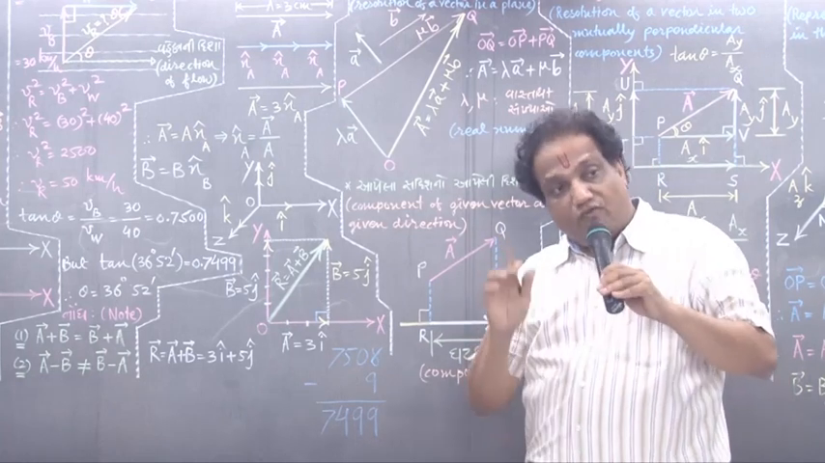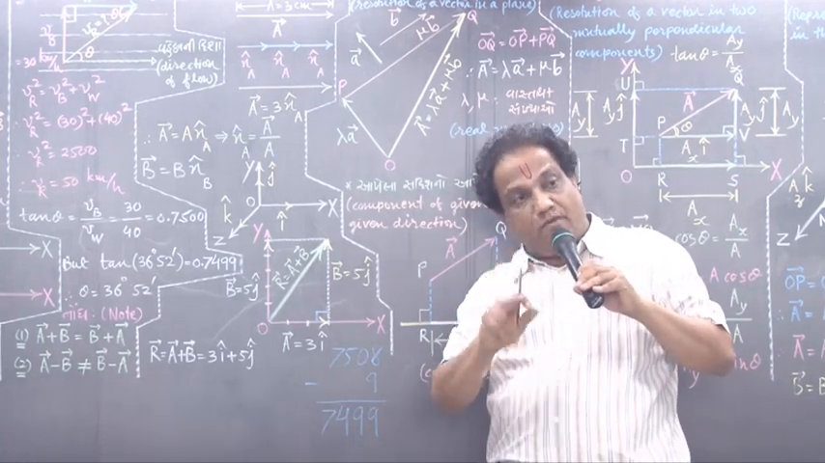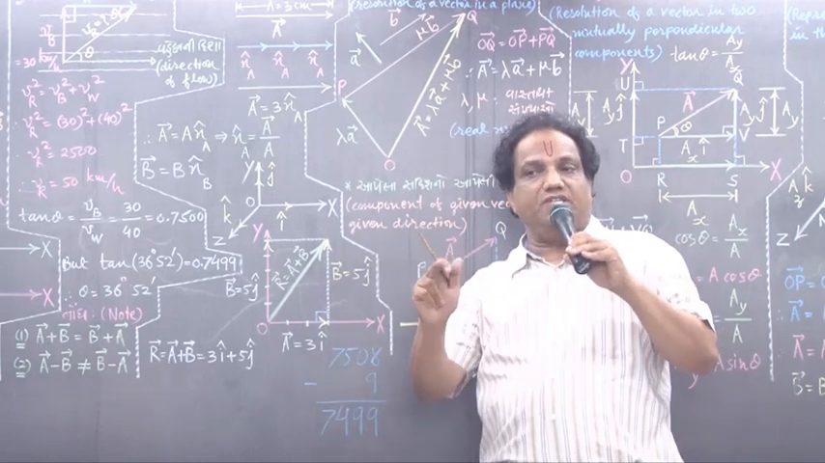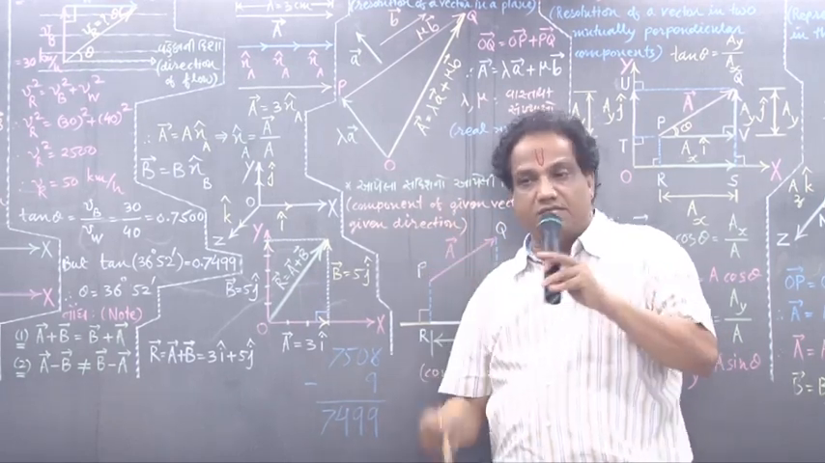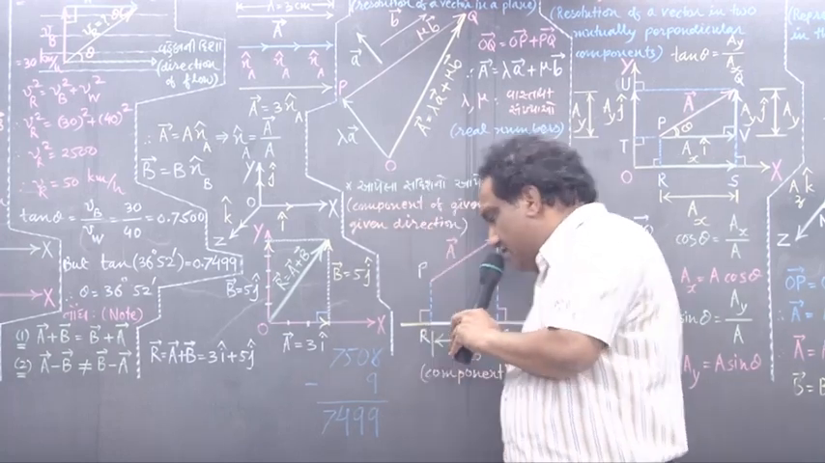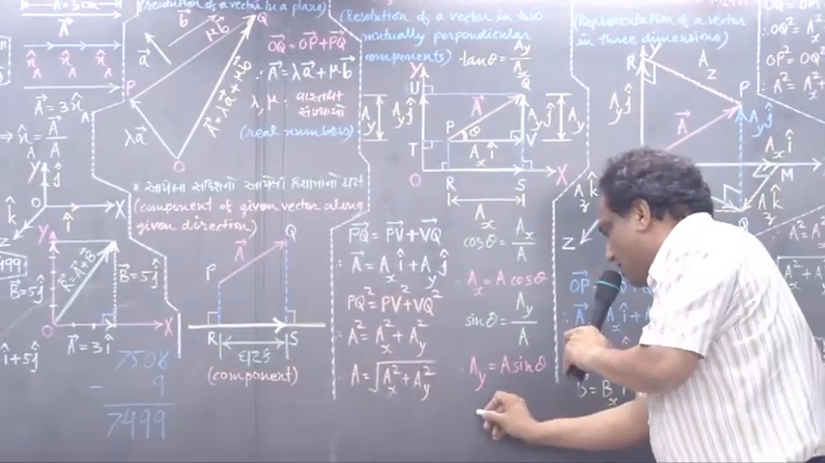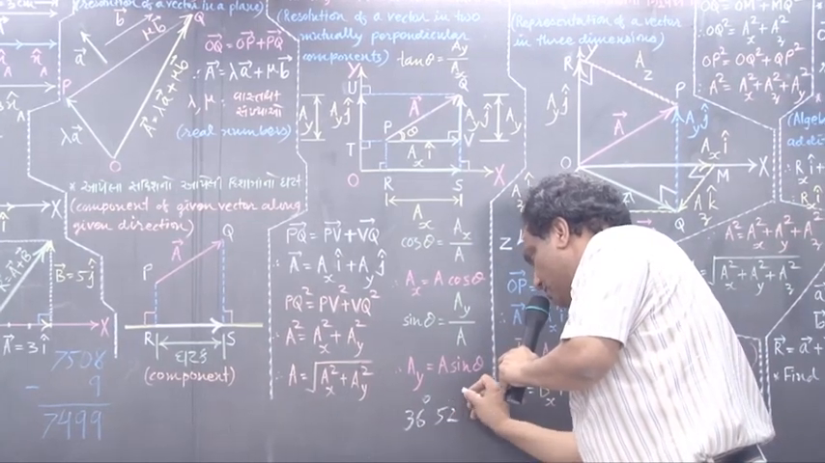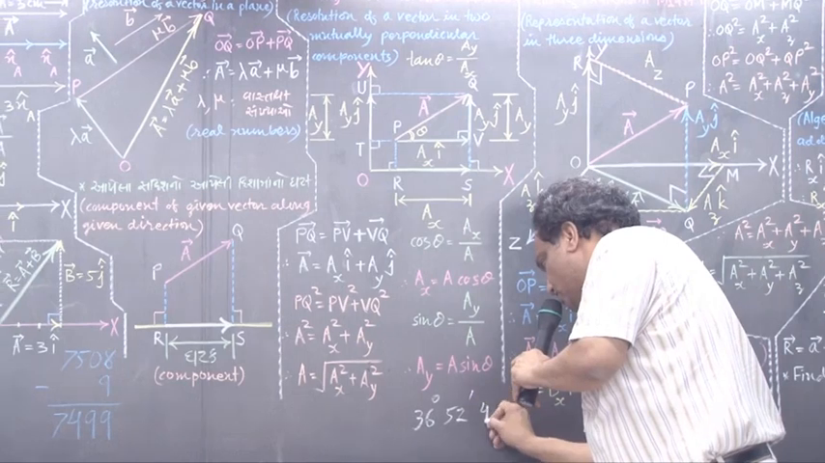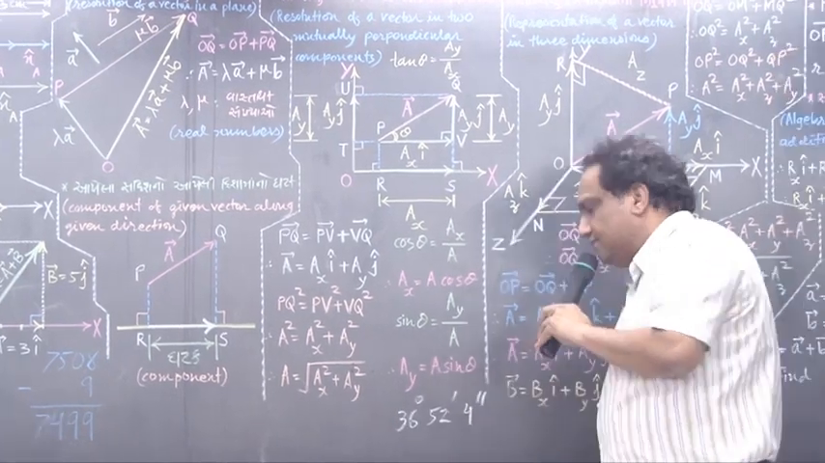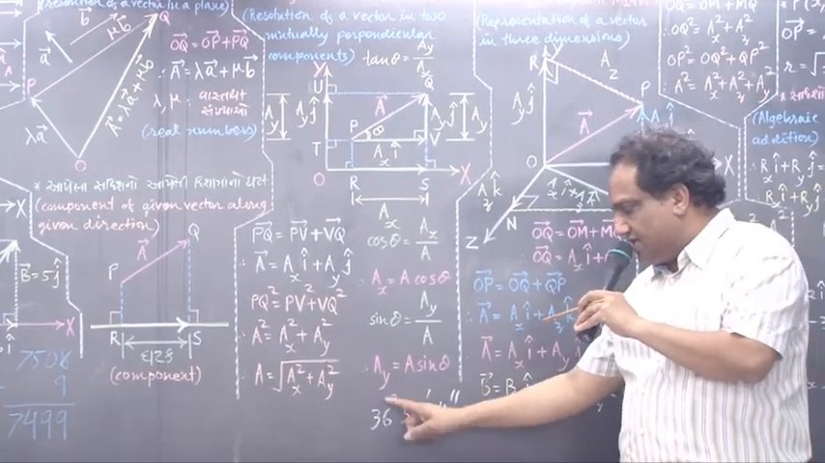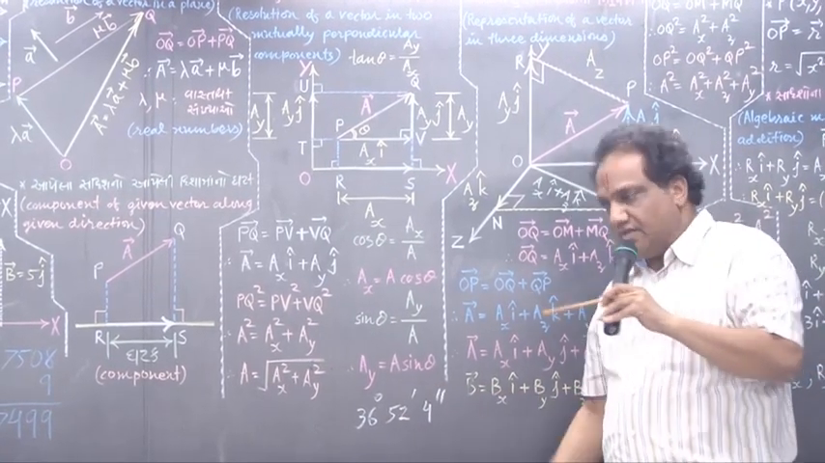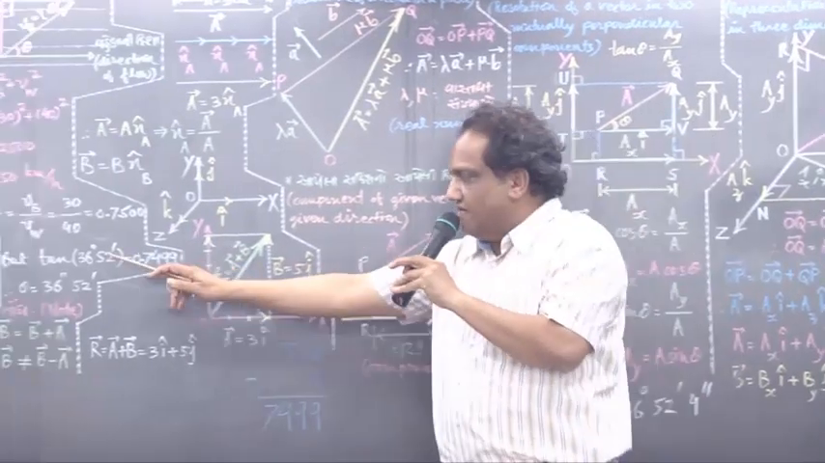Got it? Further, for your knowledge, 1 minute angle is also divided into 60 equal parts. Each equal part is known as 1 second. The symbol is a double dash. So if I want to write 36 degree, 52 minutes, and suppose there are 4 seconds also, I can write 4 double dash. How to read? 36 degree, 52 minutes, 4 seconds. Got it?